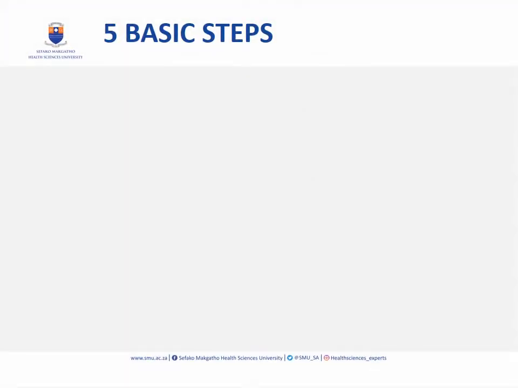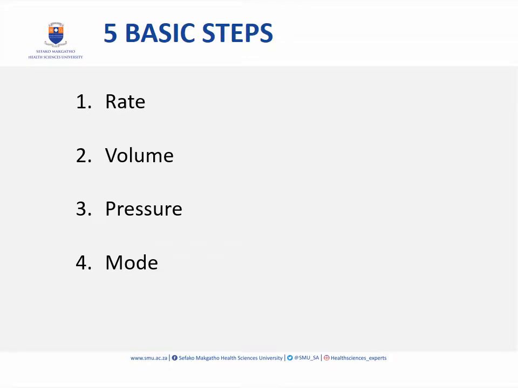Now, there are 5 things we need to consider when we are going to set a ventilator. The breathing rate, the tidal volume, the airway pressures, the mode of ventilation, and then a few special or extra things to think of. As we've said already, your more basic ventilator will probably only allow you to do 3 settings: the rate, the volume, and the pressure.